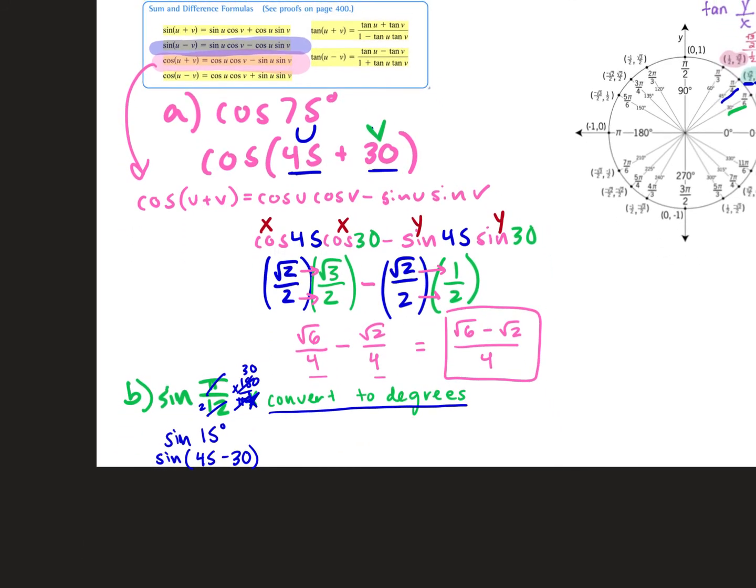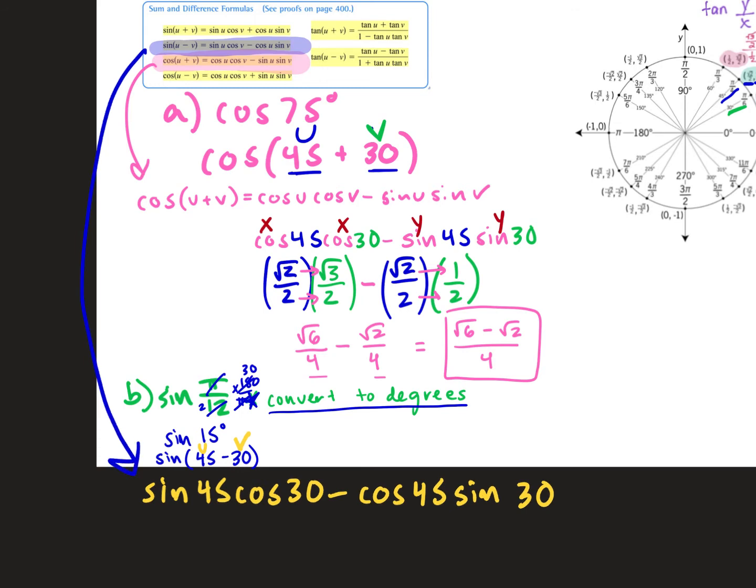So we have sine of u, which u is the first one, so that's 45. So sine of 45 times cosine of v. V is 30. Minus cosine of u, which is 45, times sine of v, which is 30. So just using this formula here.